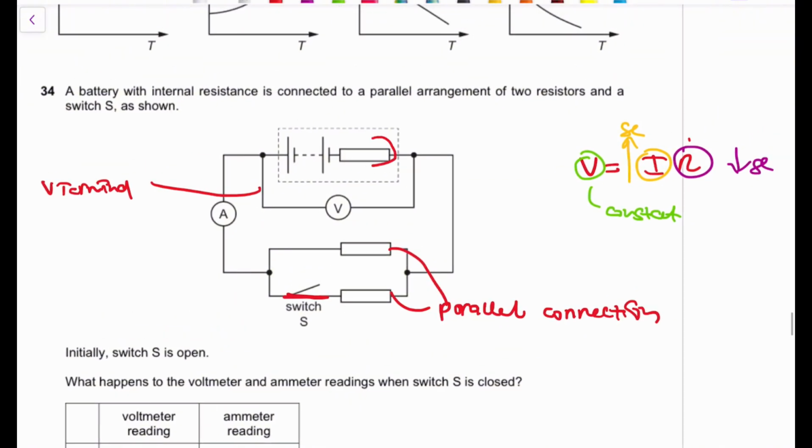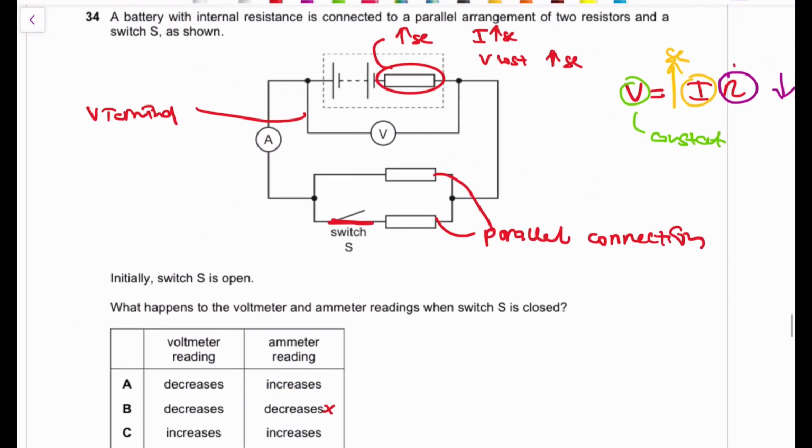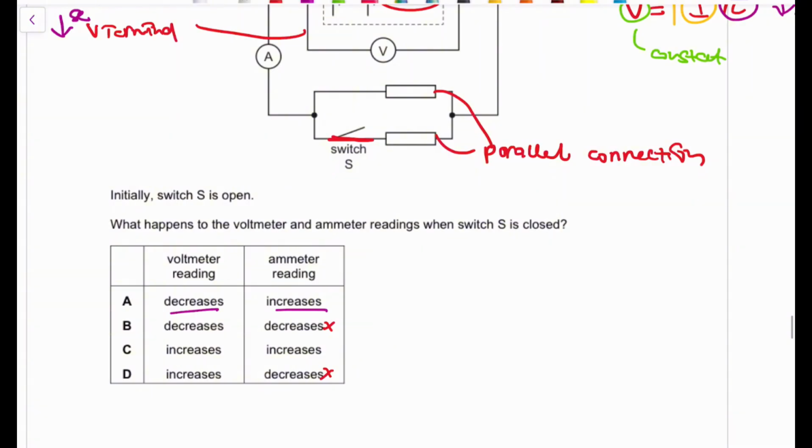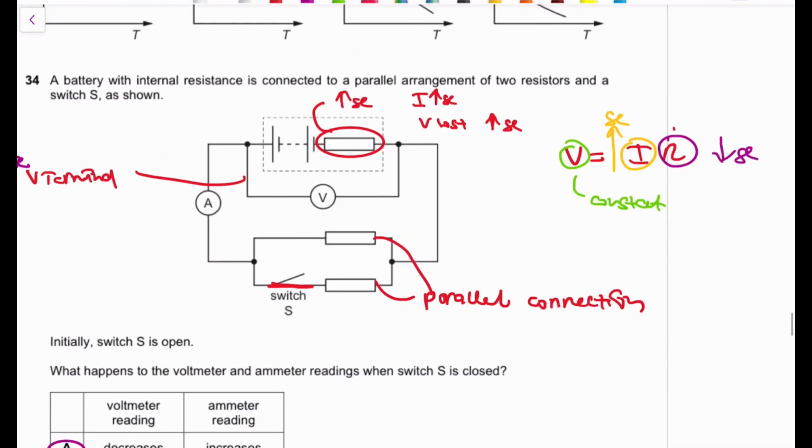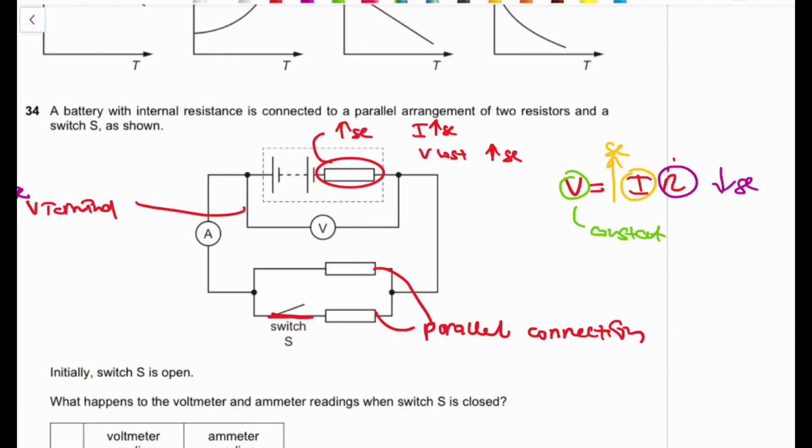But the lost volts over here is going to increase, because as current increases, the V loss is going to increase. You have to agree that the V loss is going to increase because the current has increased. So if V loss increases, the V terminal is going to decrease. So the voltmeter decreases, the ammeter reading increases, the answer is A. So get this: whenever you connect a parallel connection, the resistance is smaller than the biggest resistor.